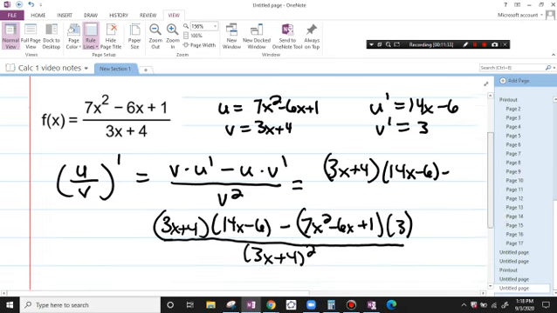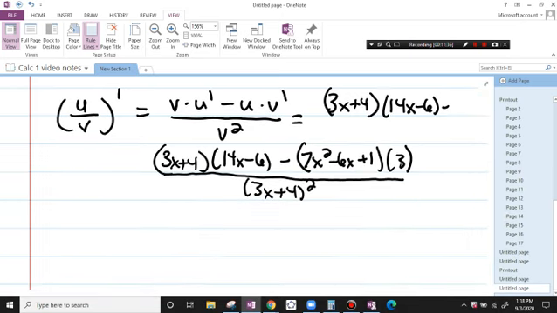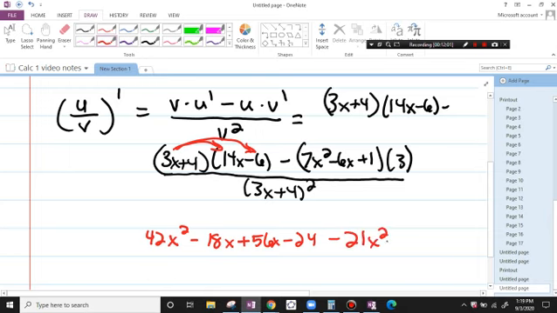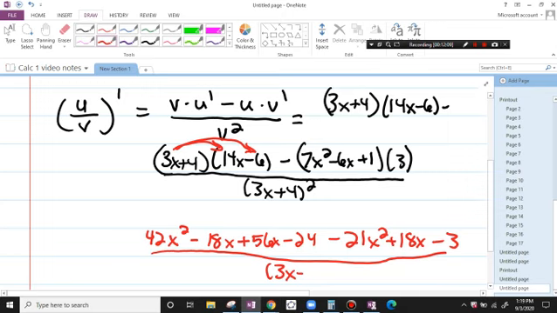And so the only question now is, how much does my math lab want us to simplify? We'll go the whole way here. We'll FOIL this out. 3 times 14 is 42. That's 42x squared minus 18x plus 56x minus 24, minus 21x squared plus 18x minus 3, all over 3x plus 4 squared.